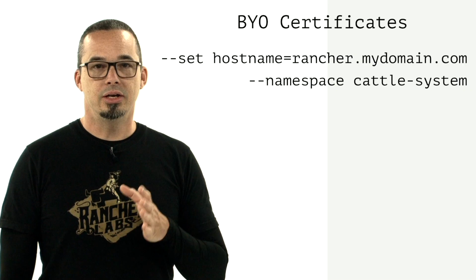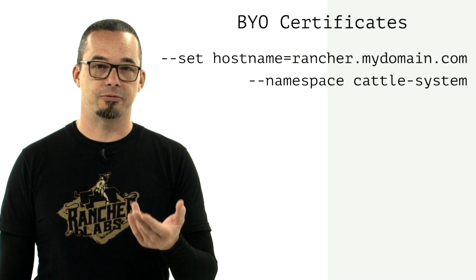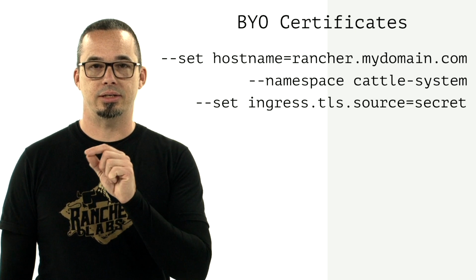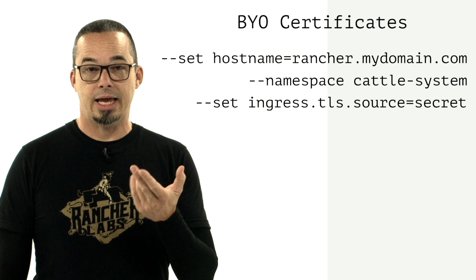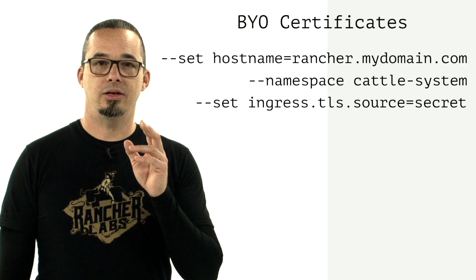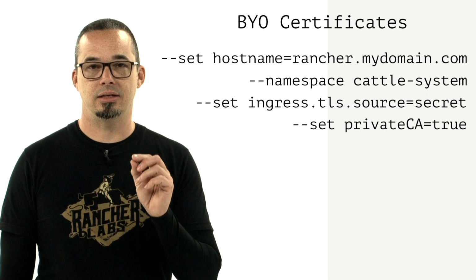Finally, if you have your own certificates, either from a public or a private CA, you'll load these into a Kubernetes secret and tell Rancher and the ingress controller to use that secret to provision TLS. So in addition to the parameters listed in the first installation option, this method requires that you set ingress.tls.source to secret, and if your certificates are signed by a private CA, or if they're self-signed, which is effectively the same thing, you'll also need to set privateCA to true.